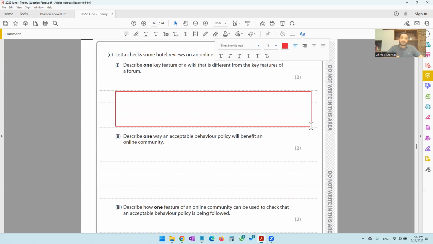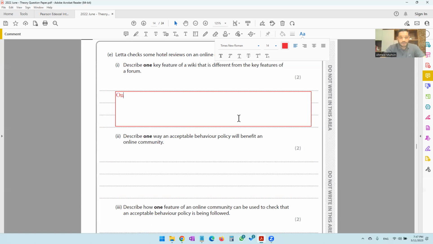You can talk about the feature that, for example, a wiki allows users to suggest additions. Say you have published an article about a politician called John. Users can come onto your wiki and suggest additions. They can say the date of birth should be this, or there's a problem with the information that has been mentioned. Now, you do not have this feature in a forum. In a forum, once you post a topic, there is no option for users to come and edit what you have posted.